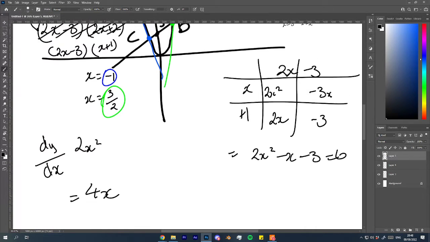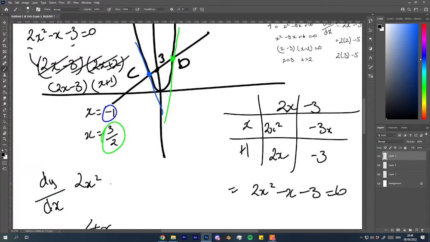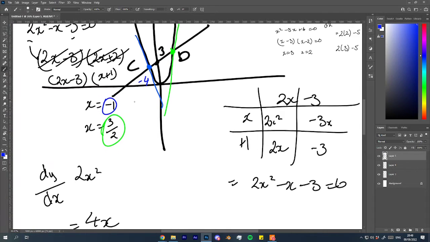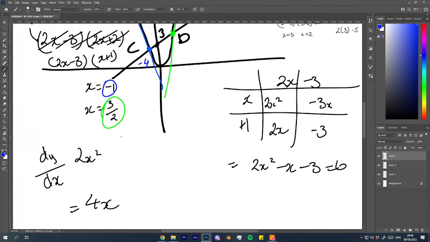Next, we just plug in our values. Minus 1 times 4 is minus 4. And for D, 3 over 2 times by 4 is 12 over 2, which is 6. And that's our two gradients.